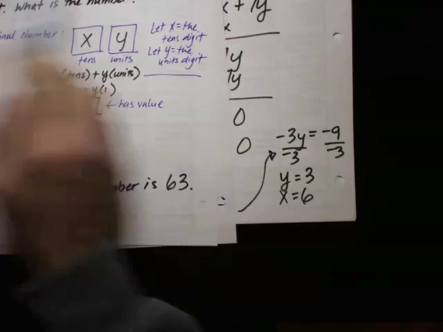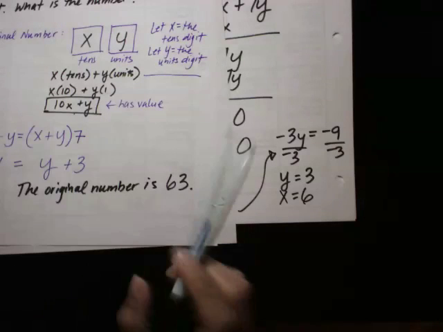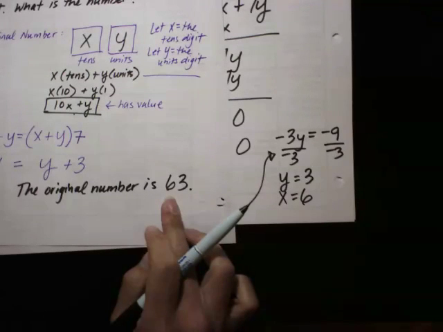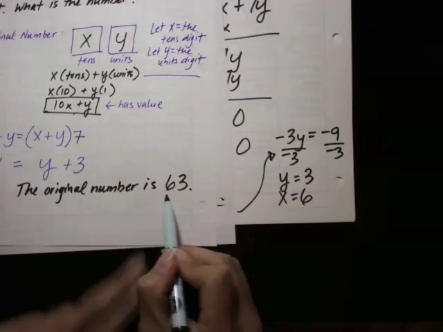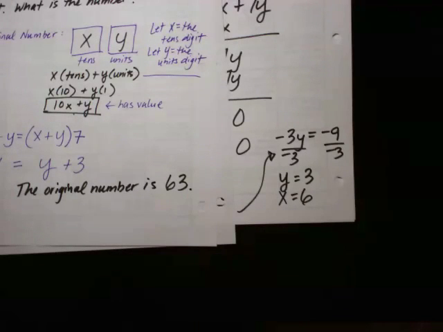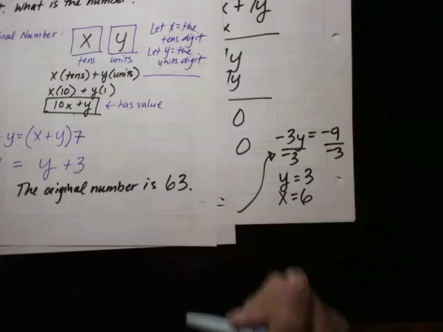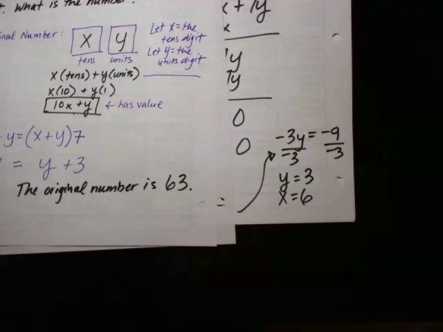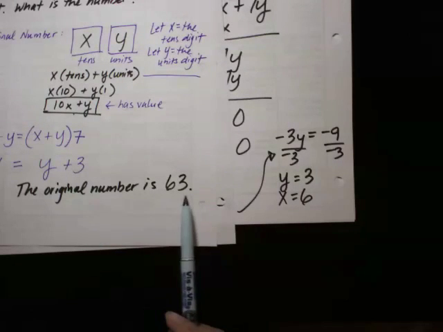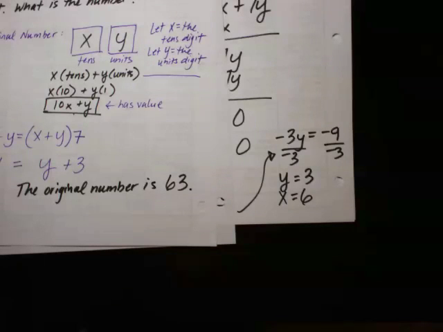Okay, so let's double check. Two-digit number is 7 times the sum of its digits. If we add these digits together, we get 6 plus 3, which is 9. 9 times 7 is 63. So the number is 7 times the sum of its digits. The tens digit is 3 more than the units digit. Now, 6 is 3 more than 3. So it checks out. So that's the answer for example number 2.